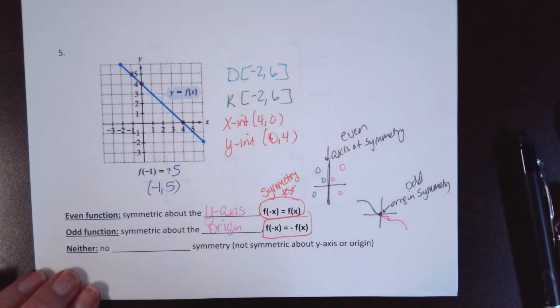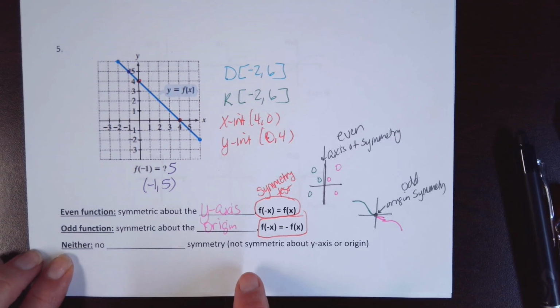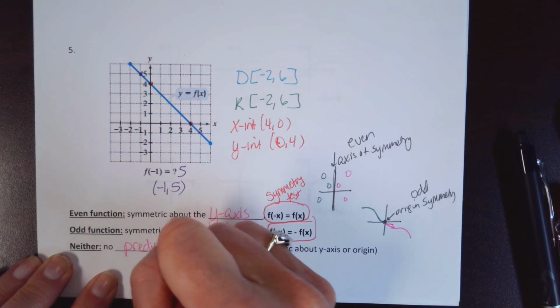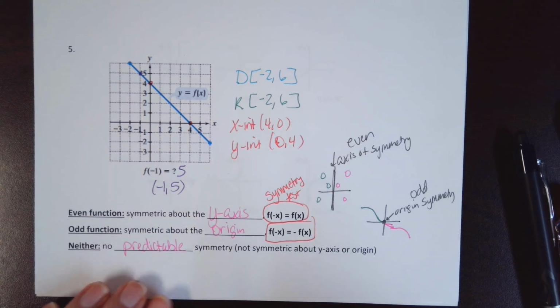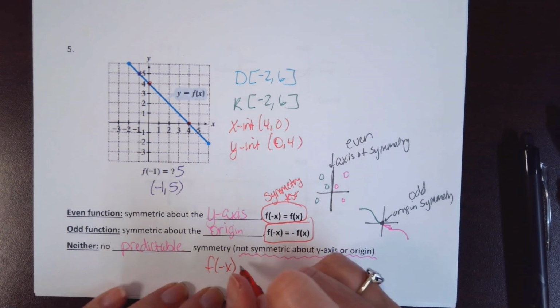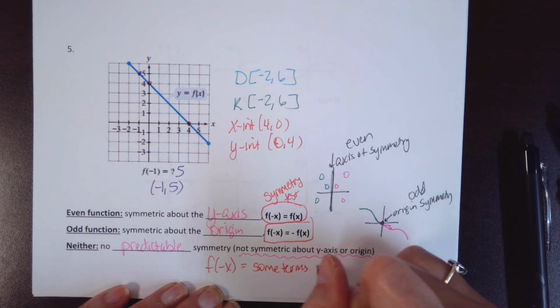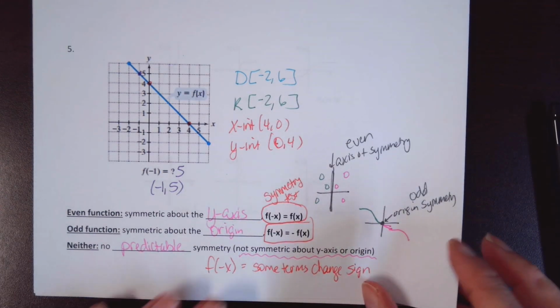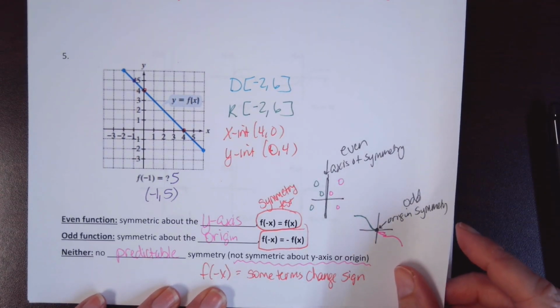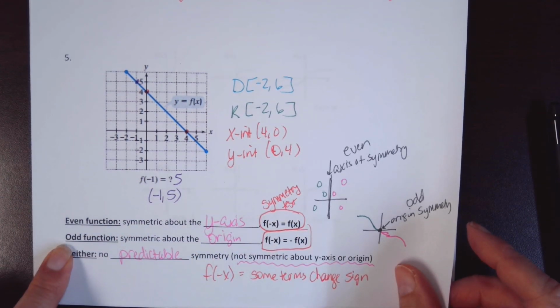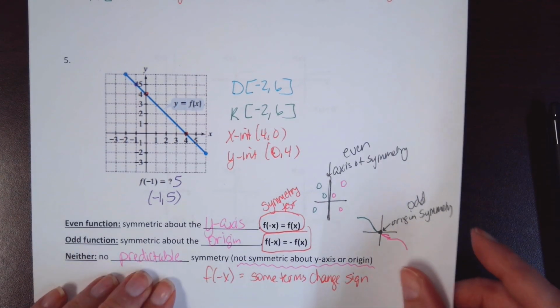The only other option is that some things change, not everything changes. So I don't say there is no symmetry, I say there is no predictable symmetry. There may be a type of symmetry that this test doesn't give me, but we can't predict it with this test. Just know that it's not symmetric about the y-axis or the origin. That shows up when I plug in a negative x and some terms change sign, not everything. Something starts positive, ends up negative. Something starts negative and ends up positive, but not every term. That's good information. We're going to talk about even, odd, and neither as options for symmetry. Get it down, keep it in your notes, keep it handy.